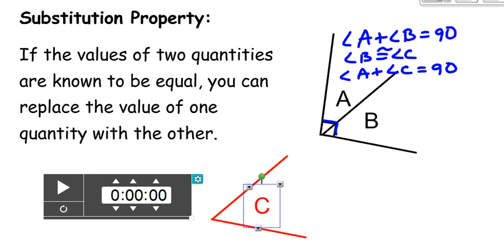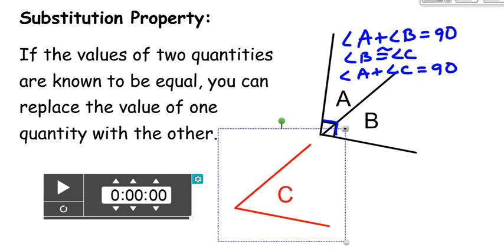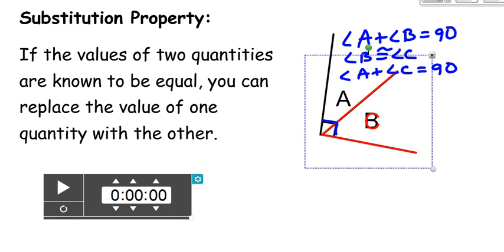I can show you with this angle right here that if I move angle C on top of angle B, then angle A plus angle C does in fact also have to be 90.